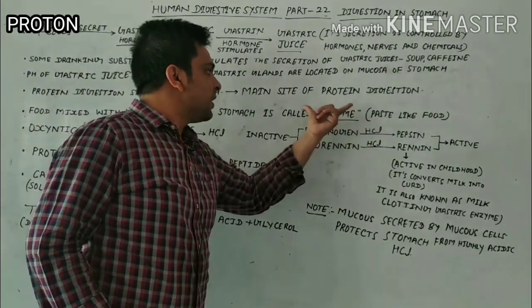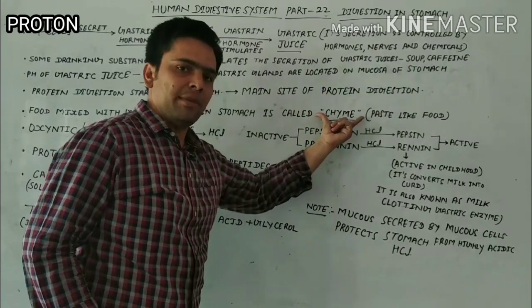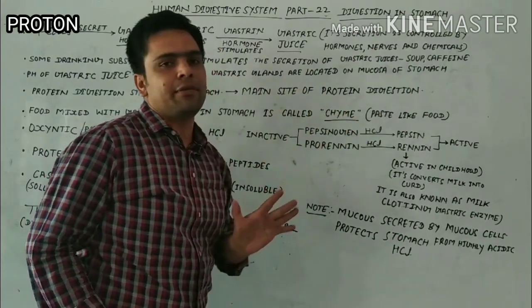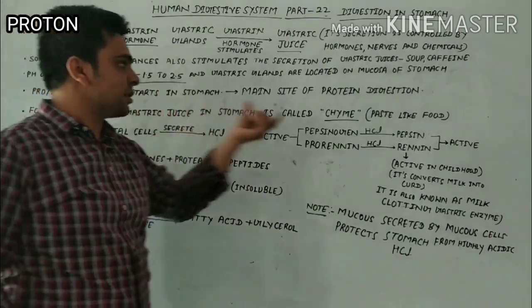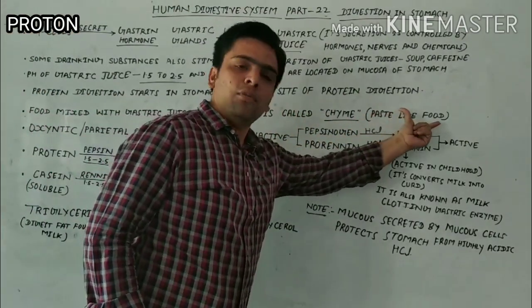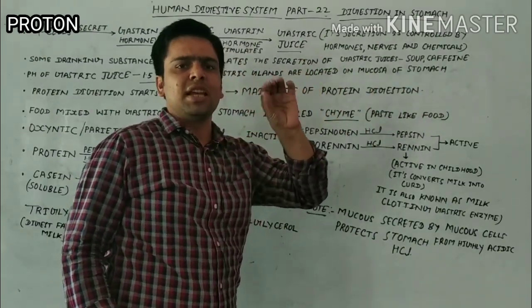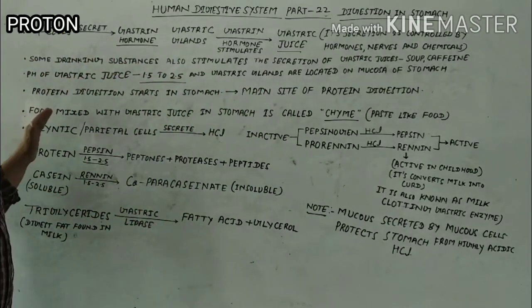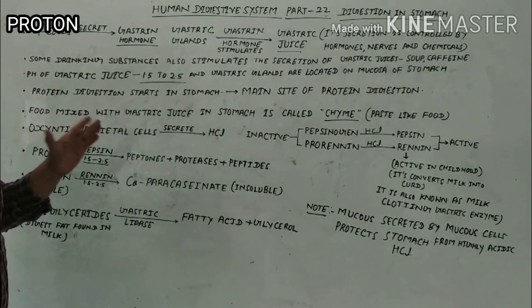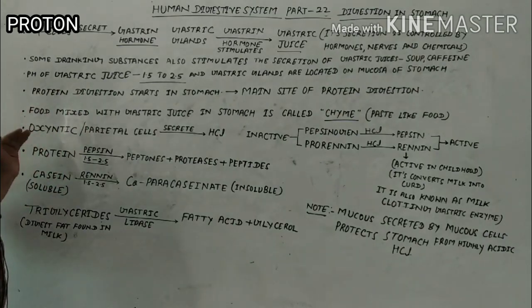So what is the form of food in the stomach? That is known as chyme. Chyme is a paste-like food structure. What is the basic structure of chyme? It is a paste-like food. Clear students? It is a jelly-like structure, something sticky. Clear students? So this is another important point, and we have discussed this point in earlier videos. So come to the next point.